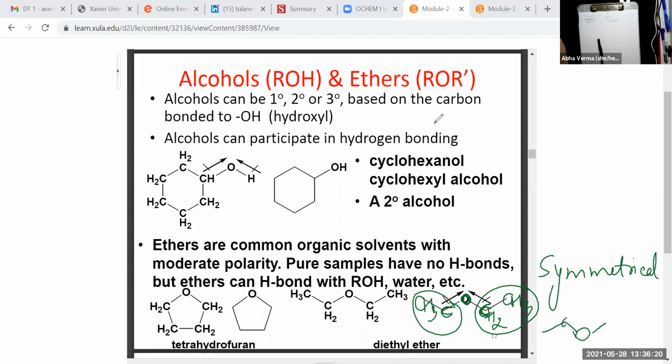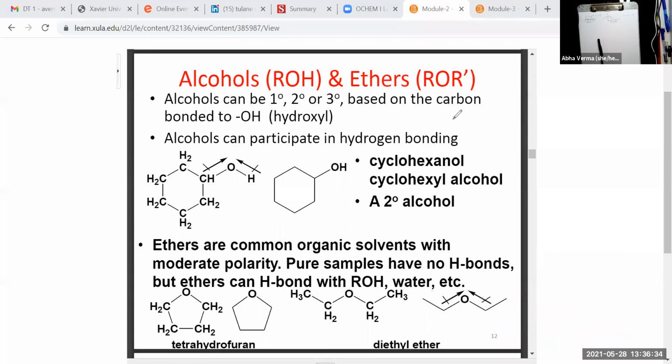For example, how many carbons do you see here? 2. How many carbons do you see here? 1. So this side and this side are totally different. Now there is polarity in ethers also, and you will see a resultant polarity also.